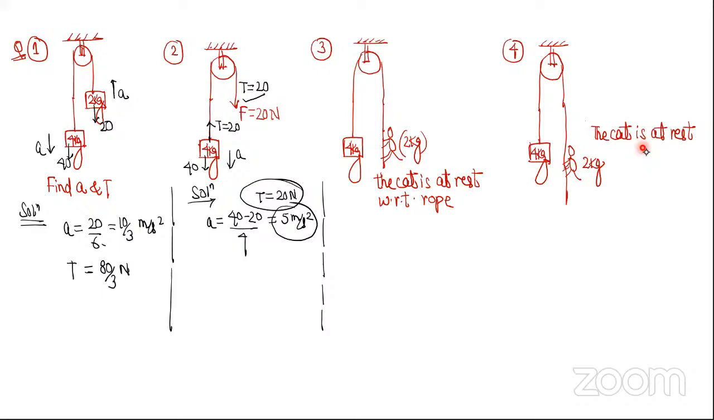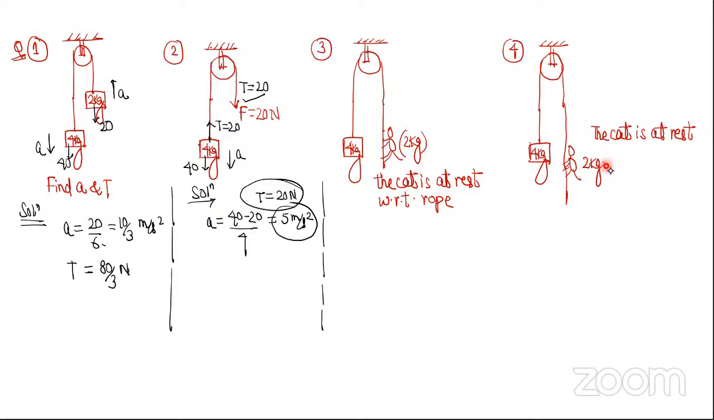Acha, dekho. Here the cat is at rest. Here it means I am looking from the ground and the cat is at rest, meaning the cat is at the same height. The cat is neither moving up nor moving down. So here the cat is at rest means really at rest with respect to ground. Okay, but what about the 4 kg block? The 4 kg block is moving. The 4 kg block might be moving up, might be moving down, but the 2 kg cat is at the same height.